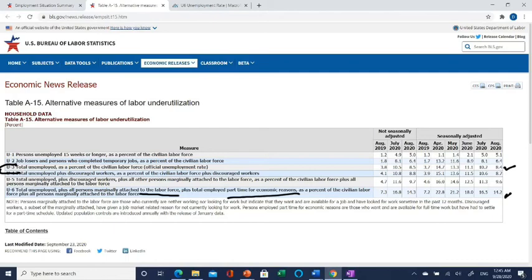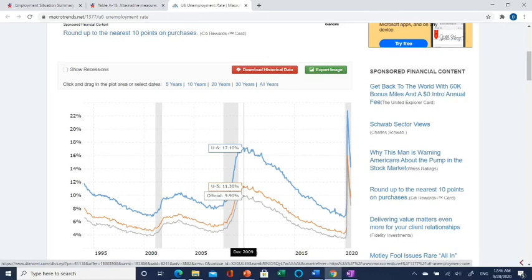We can also compare them using this chart. We compare the official U3 unemployment with U6 unemployment. The official rate is the gray line, and the U6 rate is the more comprehensive unemployment rate. U6 is the blue line. During the Great Recession, the official rate was as high as 10%. But when we look at the U6 rate, the unofficial rate, it was 17.10%.